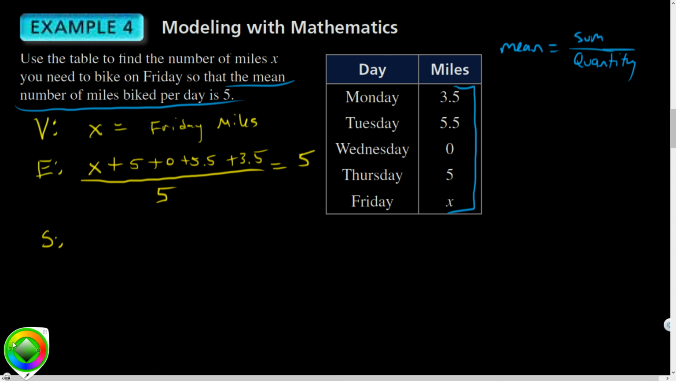I think I'm going to simplify by combining like terms first. Look at this. 5 plus 0 plus 5.5. Yes, that is another way you could solve it. Yeah, we'll talk about that after I combine these like terms. 5.5 plus 3.5 is 9. 9 plus 0 is still 9. 9 plus 5 is 14.